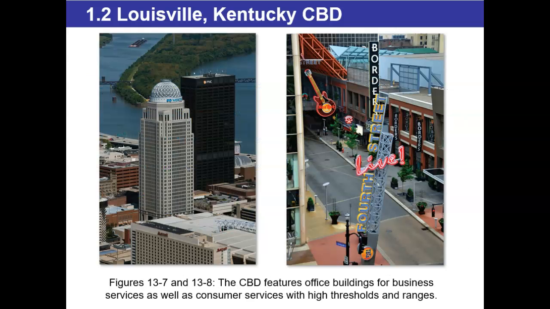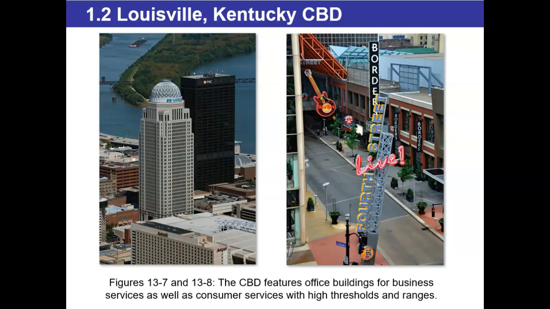Figures 13-7 and 13-8 also show more close-up features of Louisville, Kentucky, or its central business district. You can see in Figure 13-7 that 400 West Market, also formerly known as Aegon Center, is Louisville's tallest building.